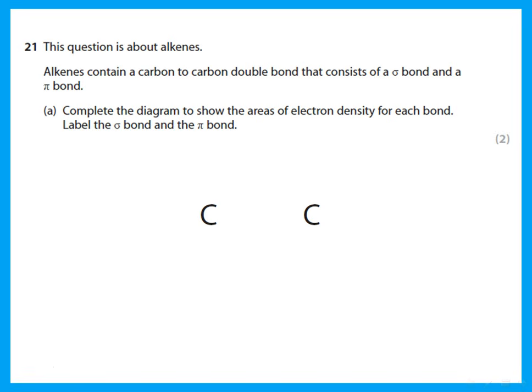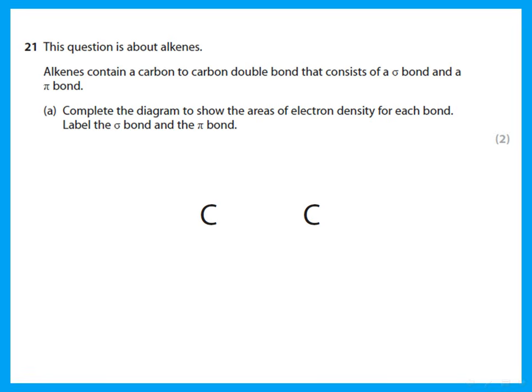This question is about alkenes, and he says alkenes contain carbon-to-carbon double bond that consists of a sigma bond and a pi bond. Complete the diagram to show the areas of electron density of each bond and label which one is the sigma bond and which one is the pi bond.